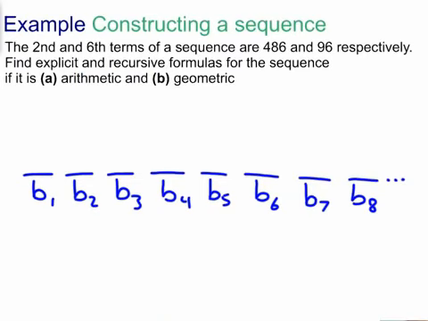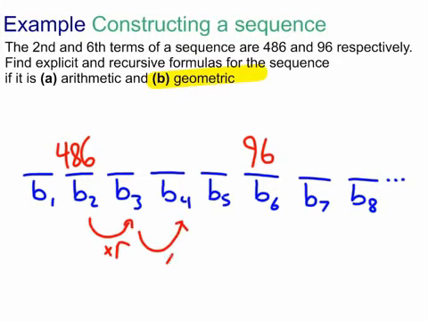All right, constructing a sequence. Let's now look at the geometric case. We'll start out similarly. This time I'll use B to represent my sequence. We'll say the second term is 486 and the sixth term is 96. But this time, since we're treating the sequence as geometric, instead of adding a common difference to get from one term to the next, we'll multiply by a common ratio, r.